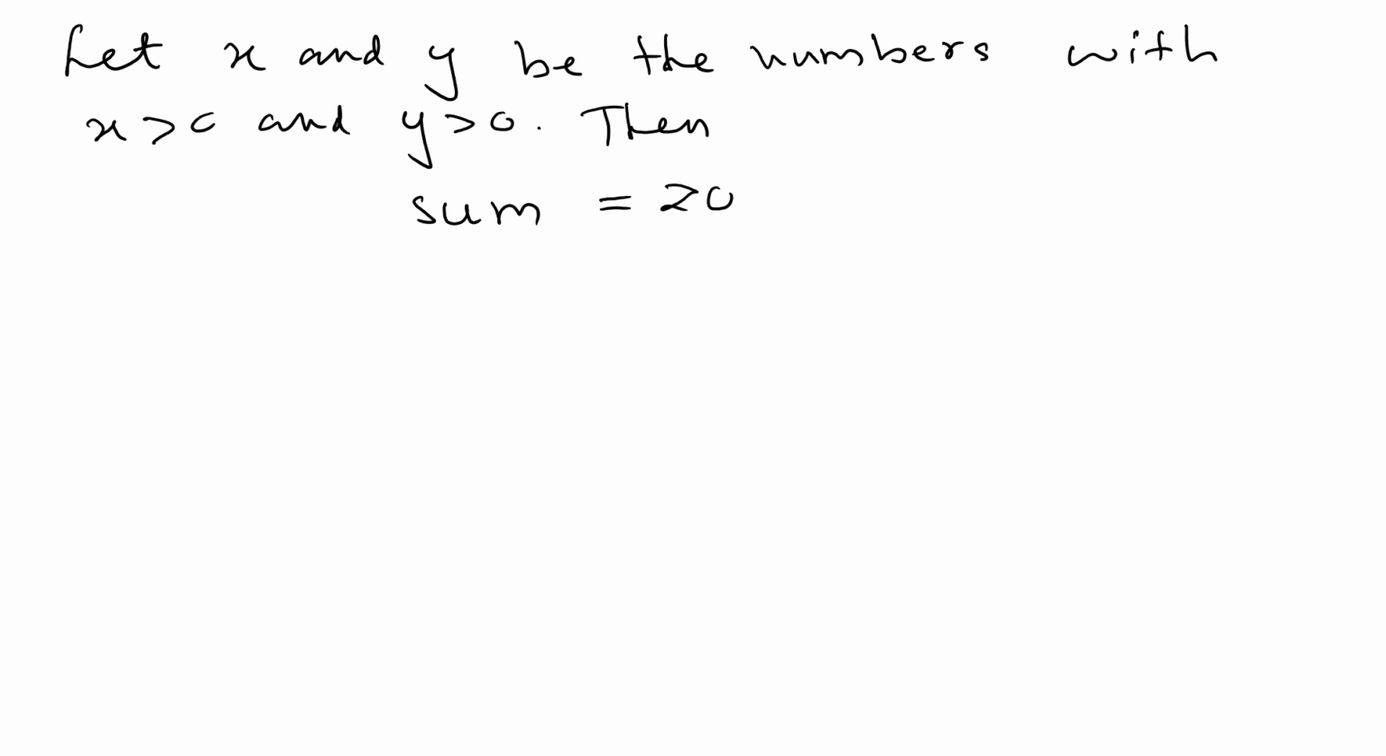We're going to put this constraint into an equation with variables. The sum is 20, so you can say x plus y equals 20. So that's what you get. You put the constraint first. That's the first part: you put the constraint into an equation. Now let's look at the objective function.